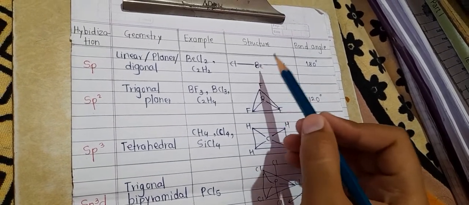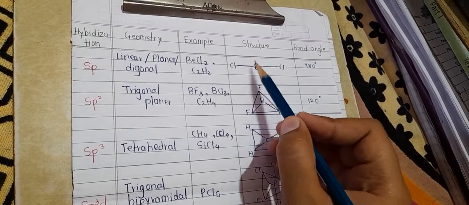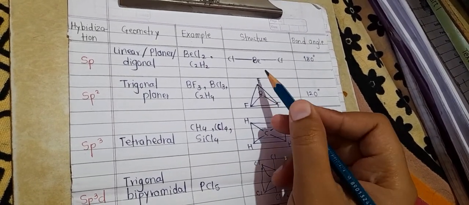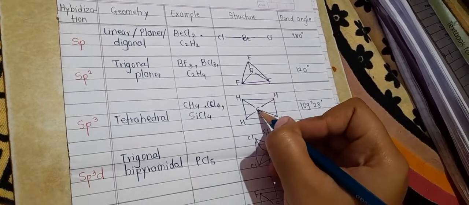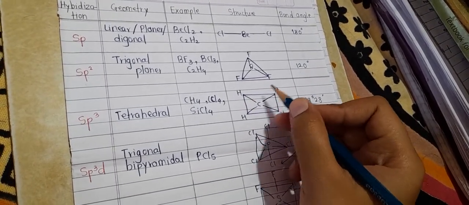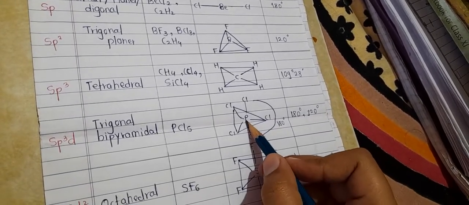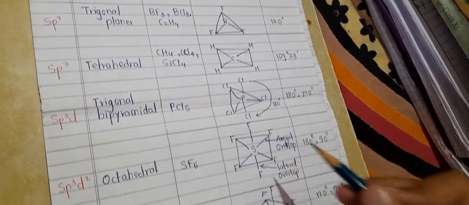For example, beryllium in beryllium chloride, boron in boron trifluoride, carbon in methane, that is CH4, phosphorus in phosphorus pentachloride, likewise.